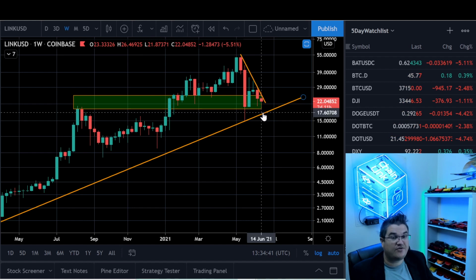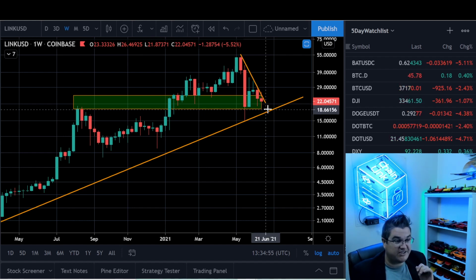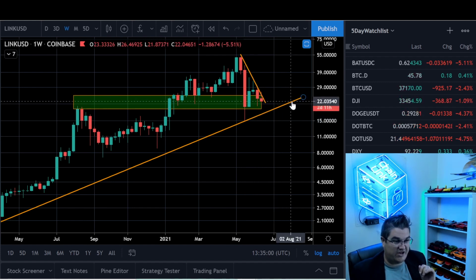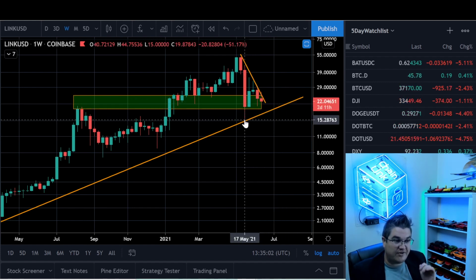Chainlink is very important to the crypto space, as you all are probably well aware of. I do not see this going below this trend line. Chainlink's time is coming in the not so distant future. We just need to remain patient. I think this is going to be the bottom, and you can see it's moving up week by week. I do not think we're going under $15, but time will tell, won't it?